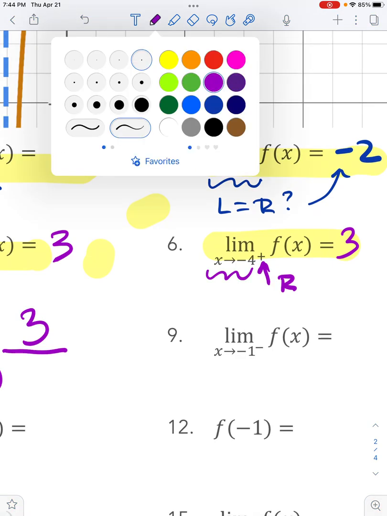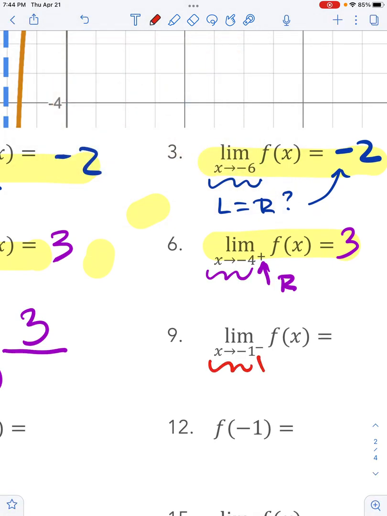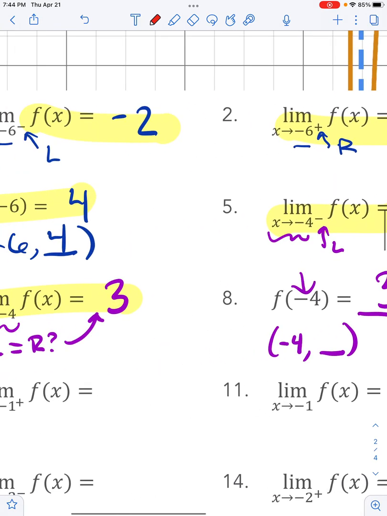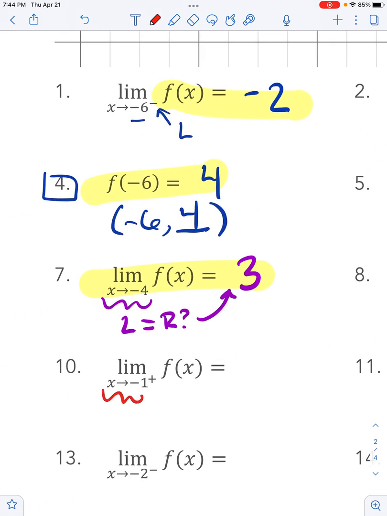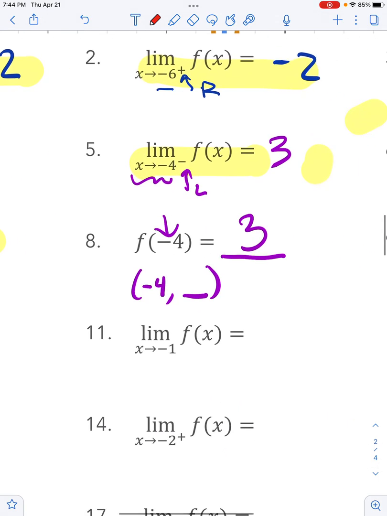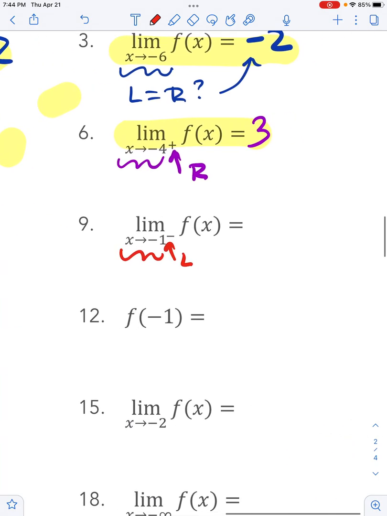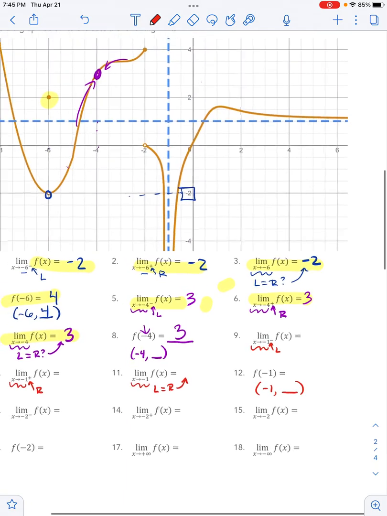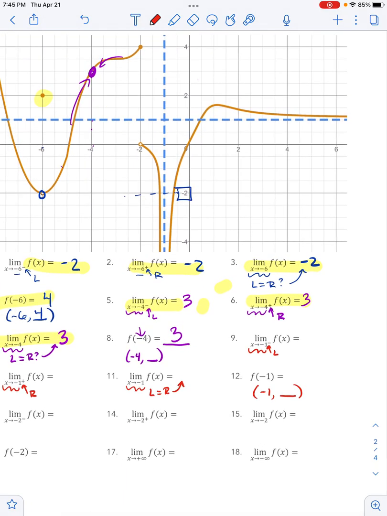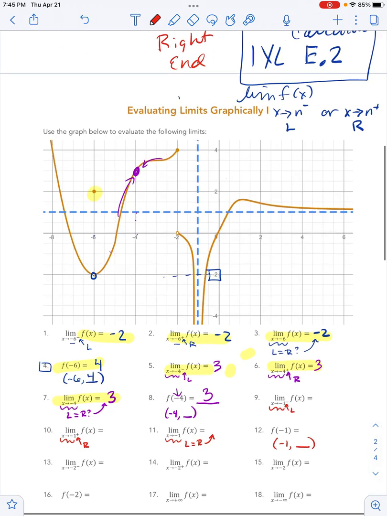Next thing we're going to look at, it appears, is -1 from the left. You already know how it's going to go. Then you're going to look at -1 from the right. Then you're going to look at -1 overall. So does the left and right equal one another? Do they equal one another? And then that will be my answer. And then what is the y value when you actually have an x value of -1? So it's the same series of questions, but now we are approaching the number -1.